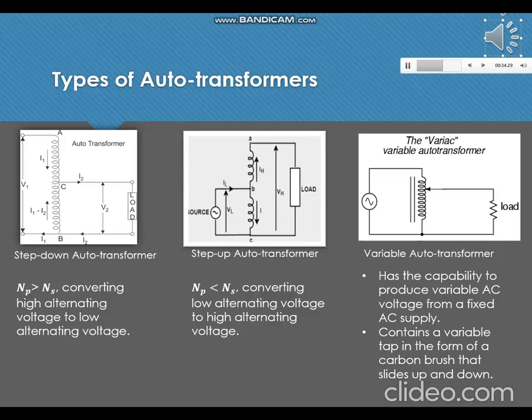The third one is a very special one: the variable autotransformer, also called a variac. It has the capability to produce variable AC voltage from a fixed AC supply. It contains a variable tap in the form of a carbon brush that slides up and down. In an actual variable autotransformer, there is a knob on top of it where you can adjust it by yourself.